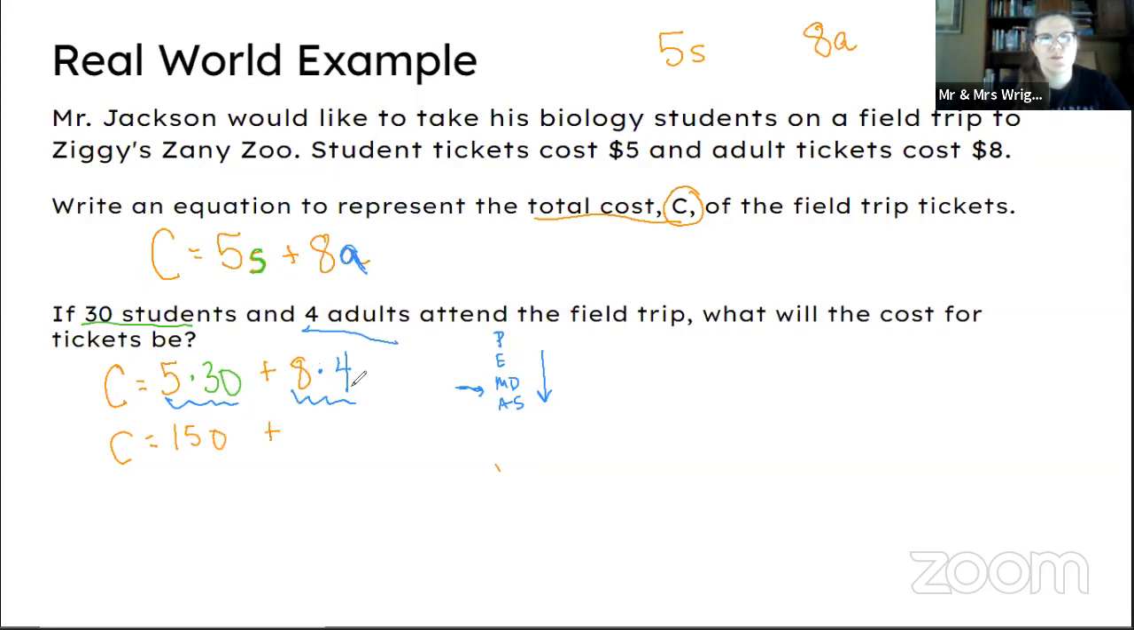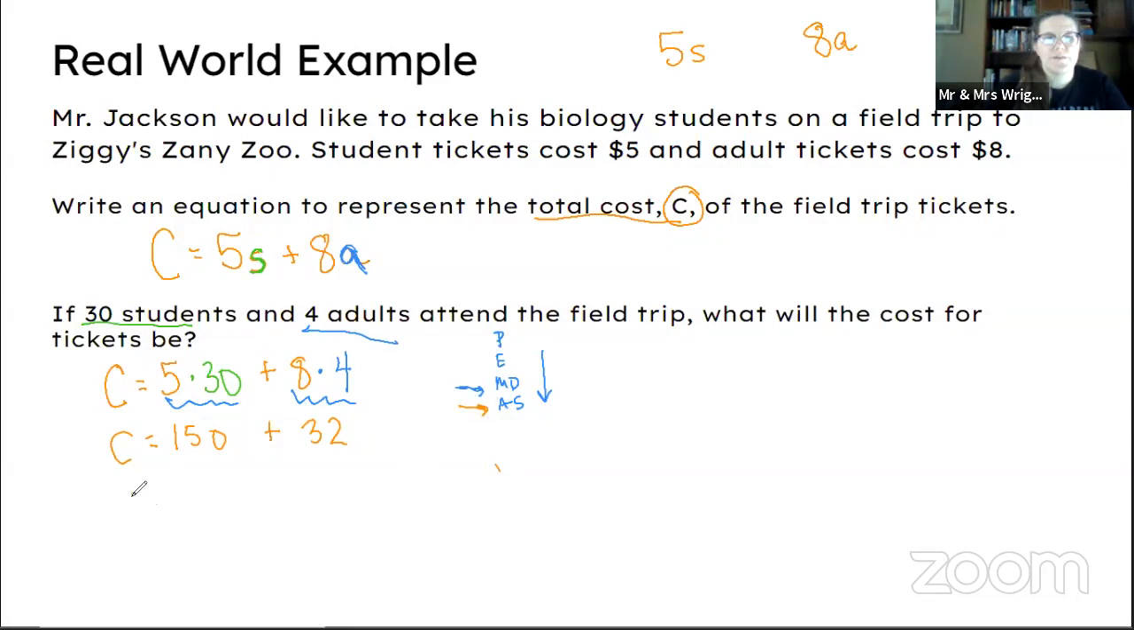Plus 8 times 4. Well, maybe I don't know my 4 times tables, but I know how to double stuff. I know what times 2 is. 8 times 2 is 16, and 4 is twice that. So 16 times 2 is 32. So 150 plus 32. Now I'm going to be on my addition and subtraction step.